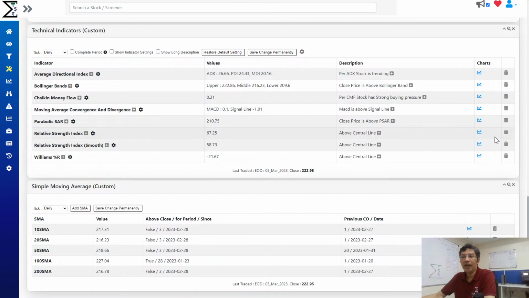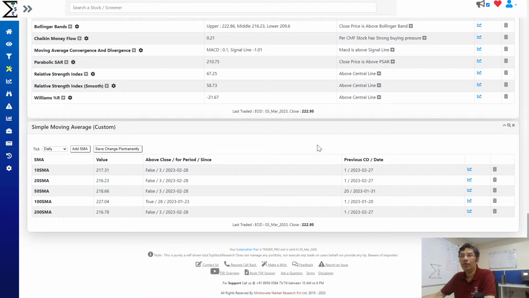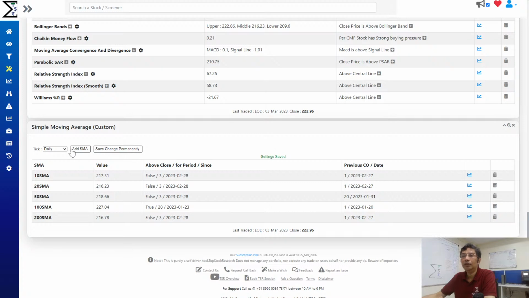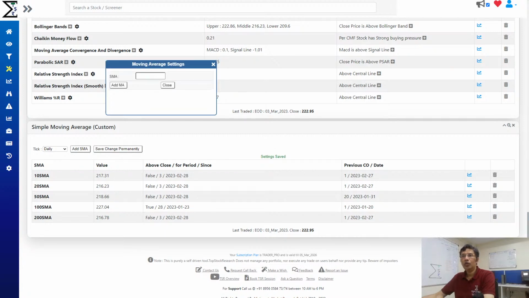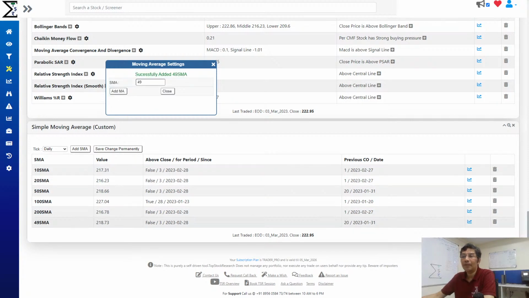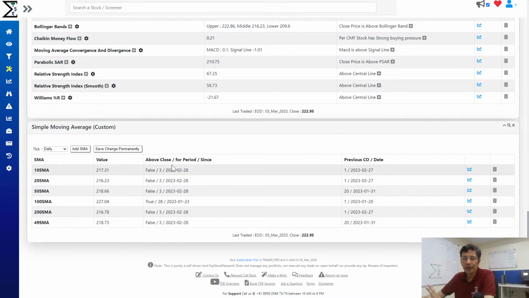There's another way where you can plot your own moving average, right? For example, add a moving average. You choose any moving average of your choice. Let's say you're looking at 49 moving average, add 49, right? So 49 automatically gets added. And where it is vis-a-vis price and what place it is in when the crossover has happened, that set of information is here. So this tool will help you to focus on the moving averages that you are more interested in rather than looking at all the information.